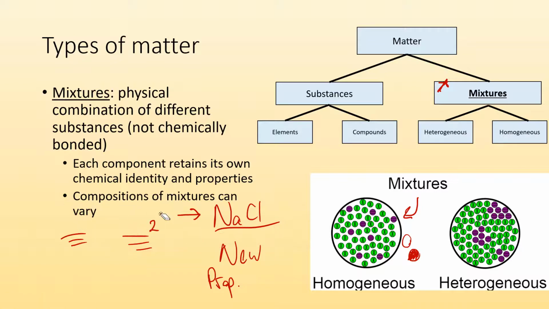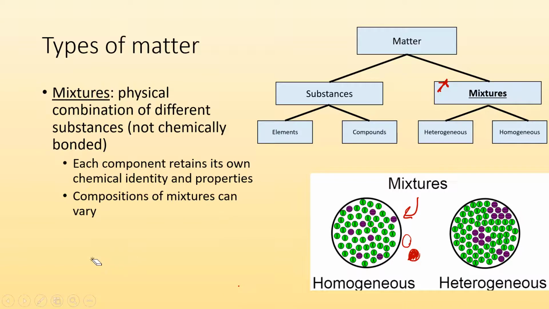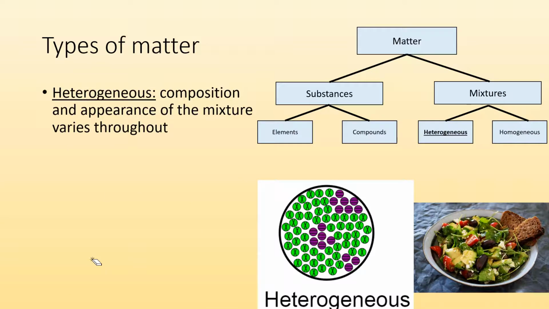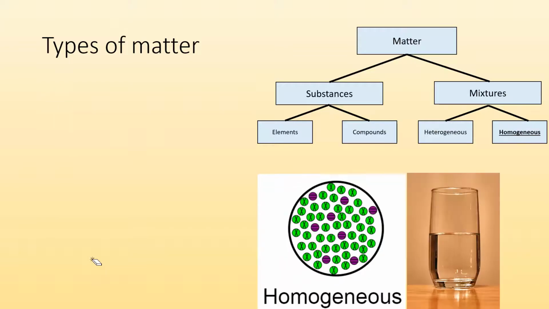Composition of mixtures can vary. So, like if you're making a salad, maybe you went extra heavy on the croutons, maybe you didn't. So the composition can vary. If we take a look at heterogeneous mixtures, the composition and appearance varies throughout. So think of like a salad. Every time you stick in your fork, you might come up with a different bite, right? Every time it's going to be different.